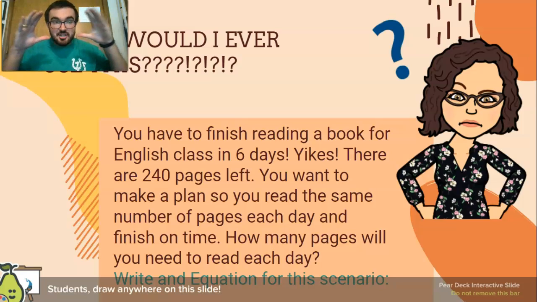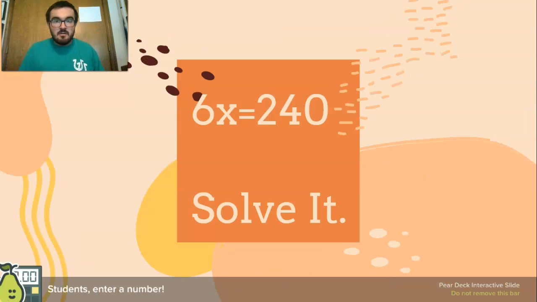So you have 240 pages you need to read. You have 6 days to read those 240 pages. What does that look like in an equation? If you need to pause the video, you can. That equation would be 6x equals 240, right?